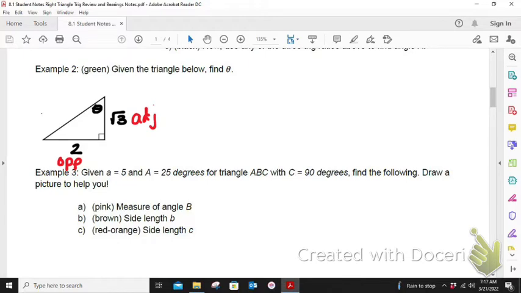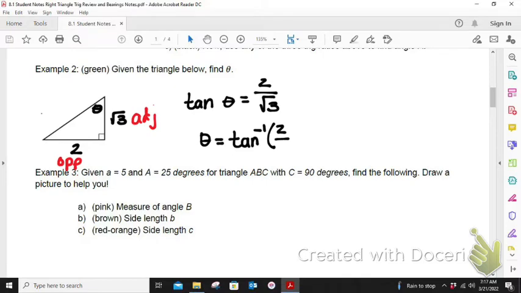Cotangent or tangent, but now we're using just the main three. Unless you have a real fancy calculator that has cosecant, secant, and cotangent, we're going to just stick with the main three, sine, cosine, tangent. So we're going to use tangent. So tangent of theta equals opposite over adjacent, which means that theta is going to be the inverse tangent of 2 over root 3.